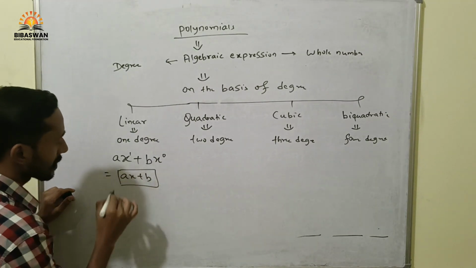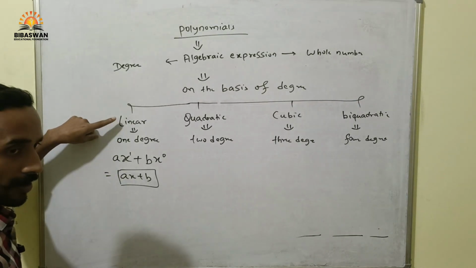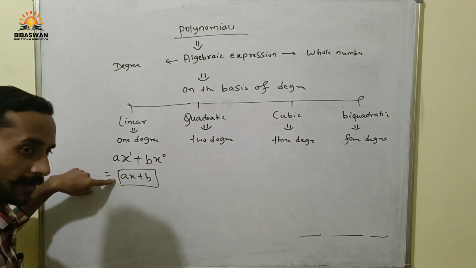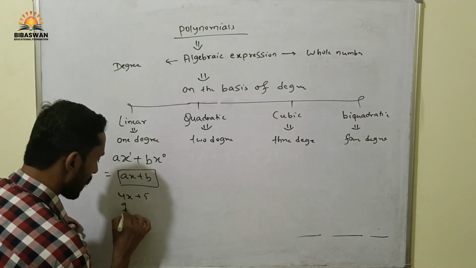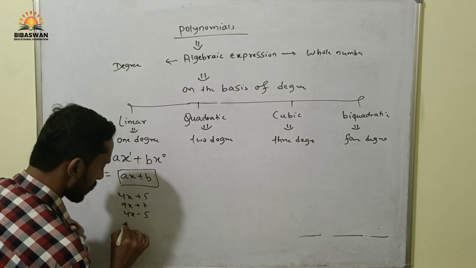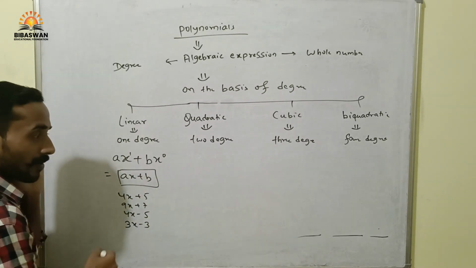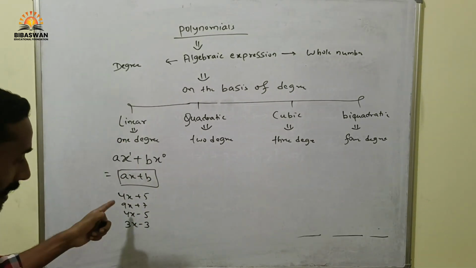Now we have understood that if we talk about a linear polynomial, it has the form ax plus b. Examples: 4x plus 5, 9x plus 7, 4x minus 5, 3x minus 3. These are linear polynomials. Understood? Any problem here?